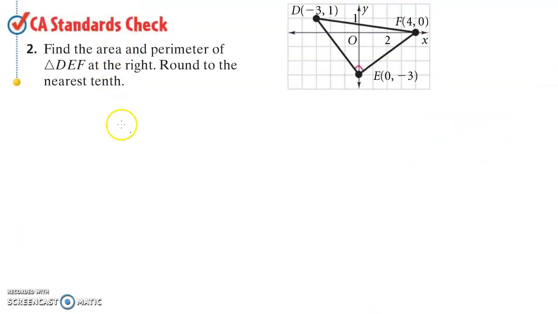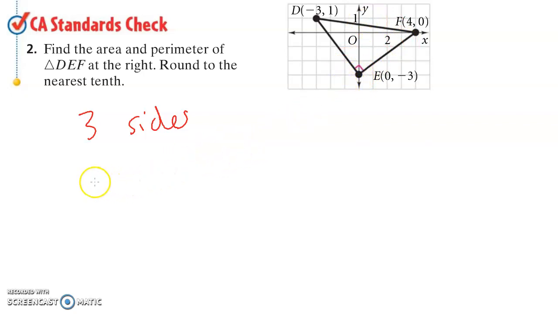Now for standards check number 2, we're not going to do this one together. I am just going to make a few helpful hints for you. Notice that it's a different shape, a shape called a triangle. So that means you're going to have 3 sides to find. None of them look like they are congruent, so you should probably find all 3 side lengths just in case.